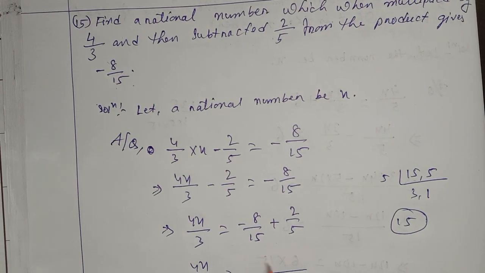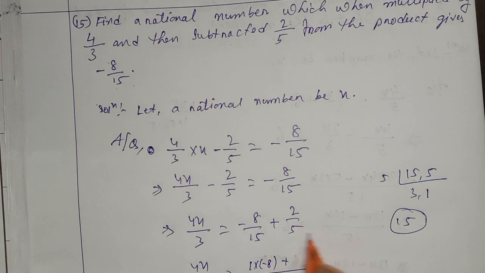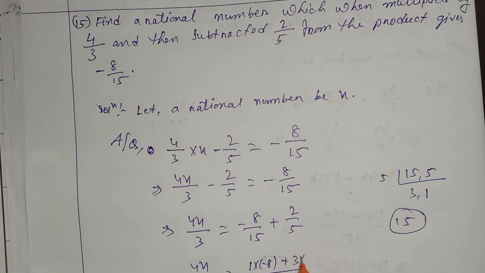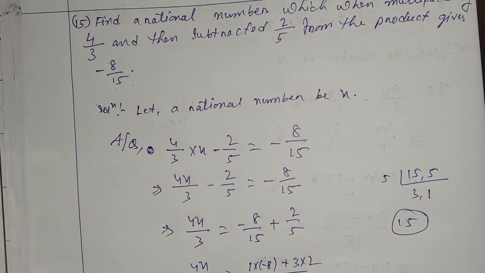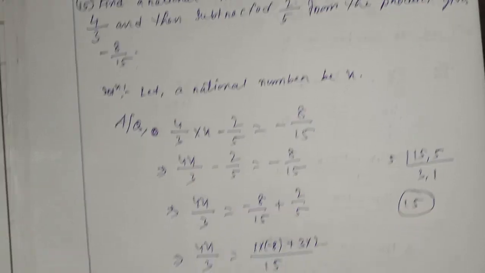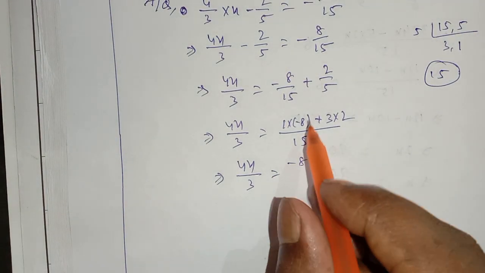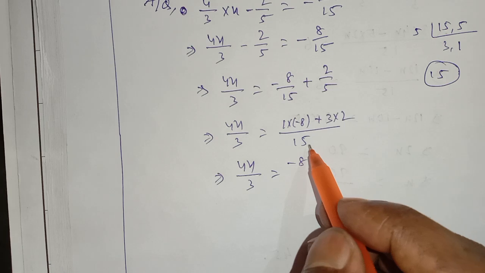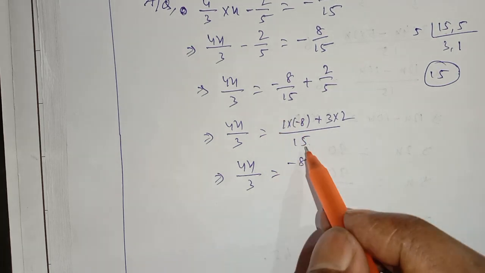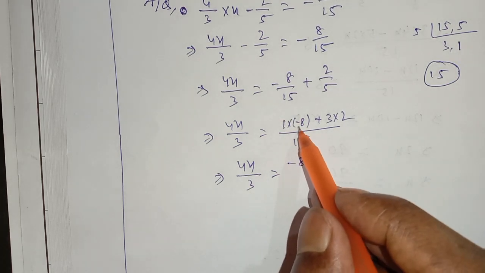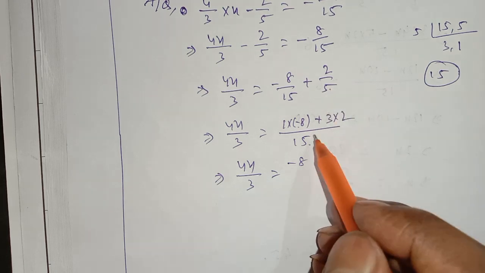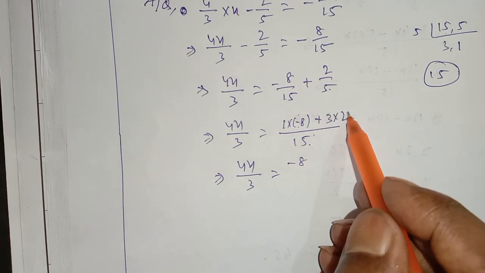Then 15 divided by 15 is 1, so 1 into minus 8, plus 5 divided by 15 is 3, so 3 into 2, equals 4x by 3. Here the LCM will be 15. Then 15 divided by 15 is 1, 1 into minus 8, again 15 divided by 5 is 3, 3 into 2.